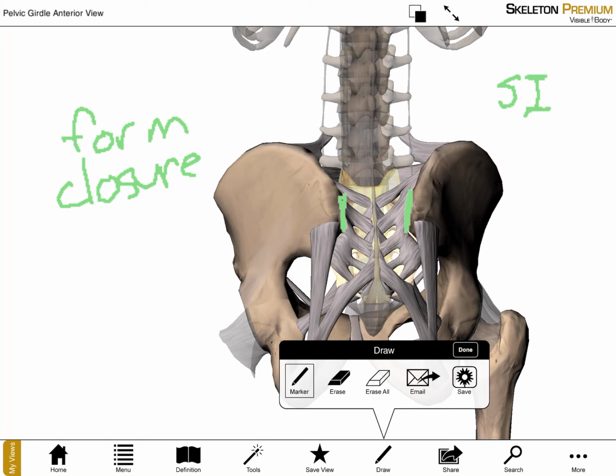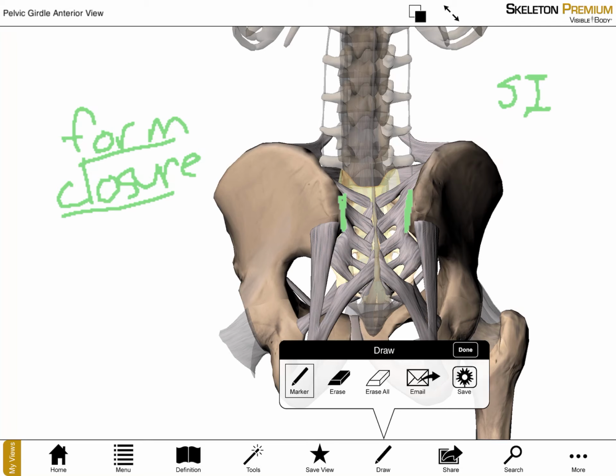And in this case, the sacrum and the ilium on each side fit together very tightly, and it's a good example of form closure. There is a tiny bit of movement that occurs at the SI joint on each side, again, to allow us to squat and bend and flex our hip or extend our hip.